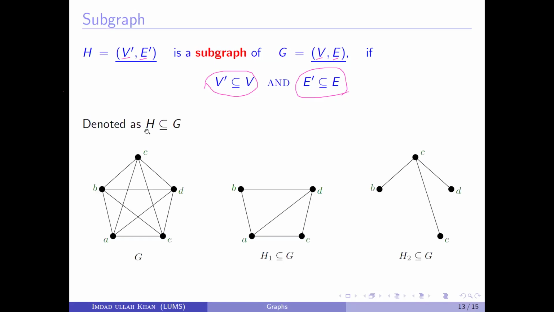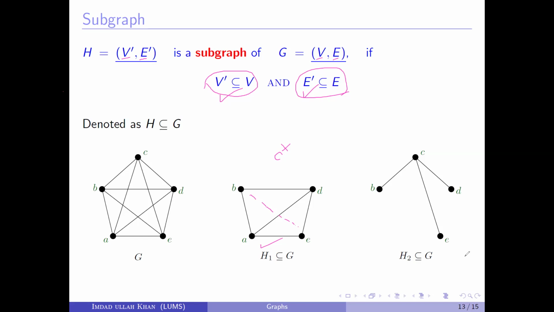If you look at the leftmost graph, that is G, the original graph. The two graphs on the right side are subgraphs of the original one. The first subgraph, which is H1, does not contain the vertex C, so that is absent, and there are also missing edges. For example, the edge from B to E is missing, and that's fine because edges have to be a subset and vertices have to be a subset. This is one possible subgraph.